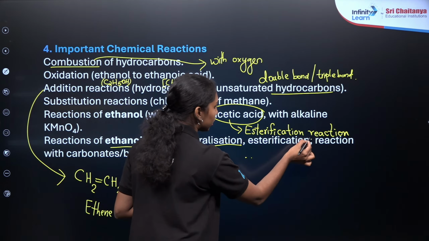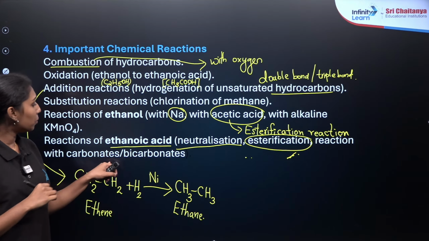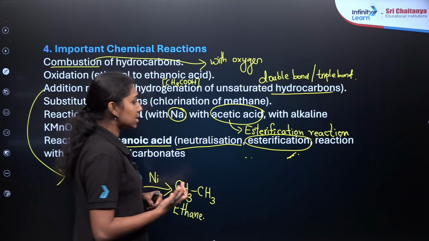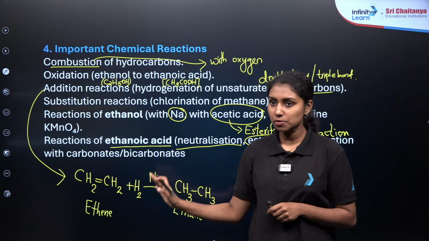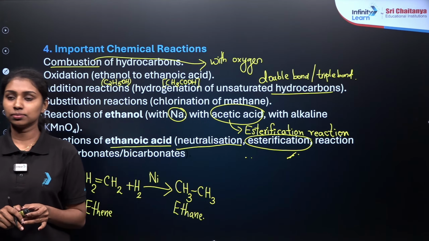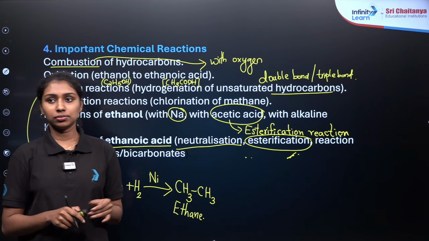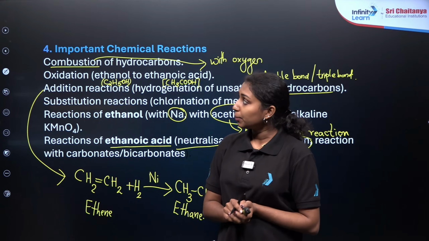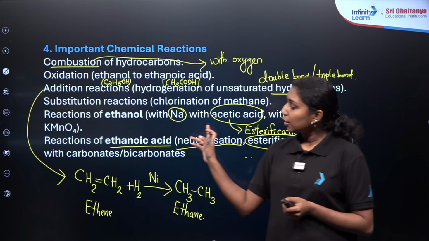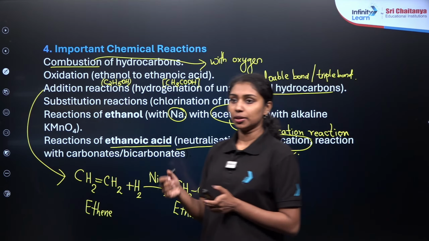Then again the esterification reaction, right? We will be treating the ethanoic acid with ethanol. Then the reaction with carbonates and bicarbonates. These are very important reactions based on ethanoic acid and ethanol. So you can expect direct questions from these topics only for 2 or 3 marks. Chemical reactions are very important from the chapter Carbon and its Compounds. Repeating again, mainly focus on the esterification reaction as well as the properties of ethanoic acid.